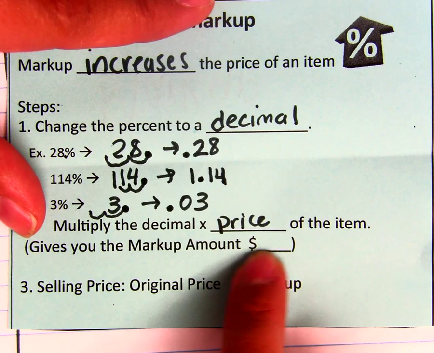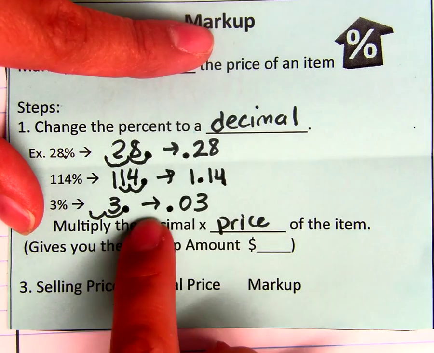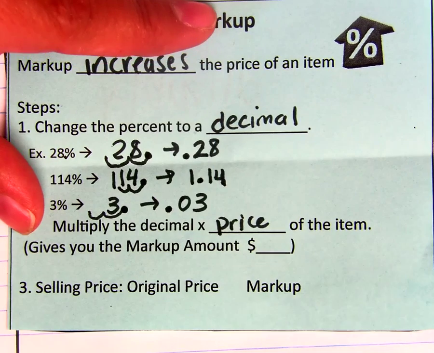Do you guys see how there's a dollar sign? So when we multiply these two numbers, it's going to give us money. That's how much they marked it up, okay?